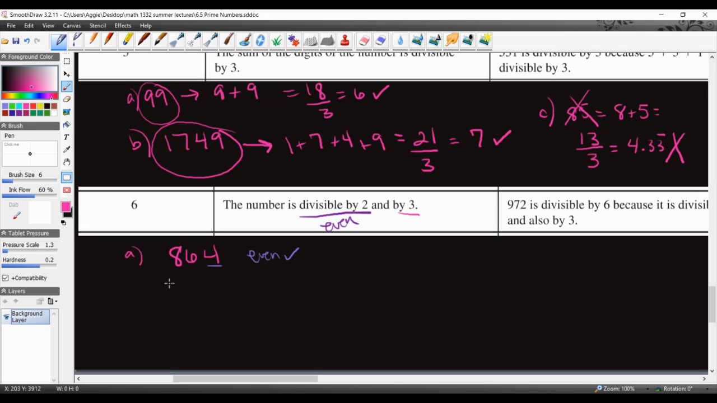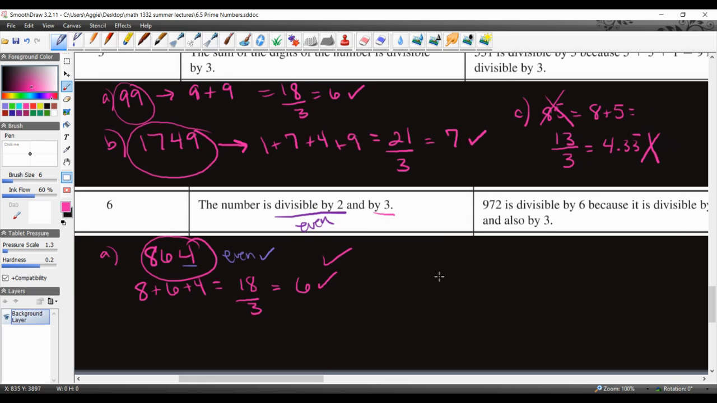So for that, I need to add 8 plus 6 plus 4, which would be, let's see, 8 plus 6 is 14. 14 plus 4 is 18. And is that divisible by 3? I believe it is because that comes out with a natural number. So that means that 864 is divisible by 6. Okay? And that's how this one works.